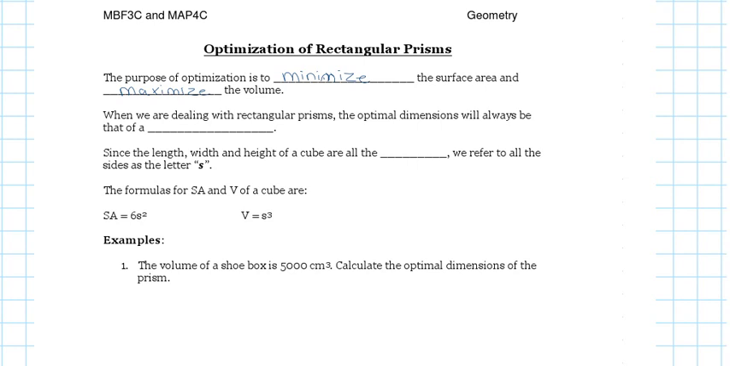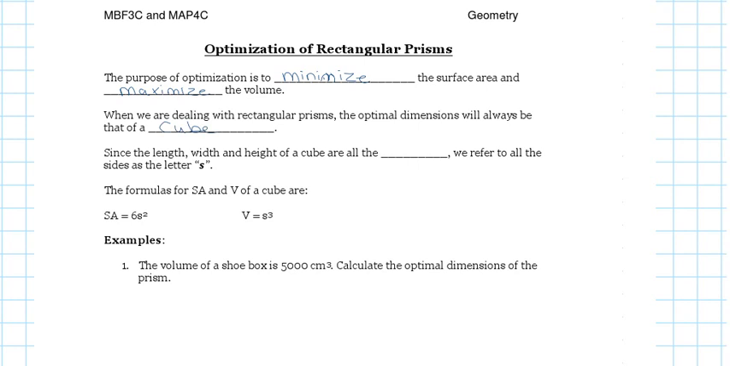When we're dealing with rectangular prism, so that's a 3D shape, the optimal dimension will always be that of a, what do you think? So I'm talking about rectangular prism, right? What shapes would make it the optimal? Square. What's a square in 3D shape? Cube. That's right. Okay? So that means when we're dealing with a rectangular prism, the optimal dimension will always be that of a cube. Right? Because a cube is made of squares.